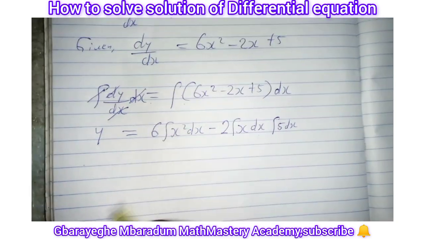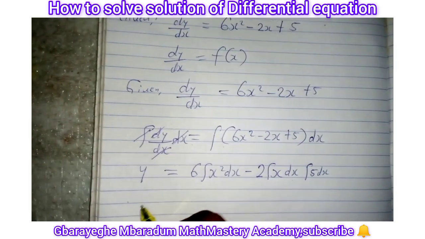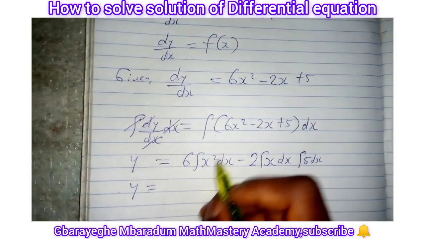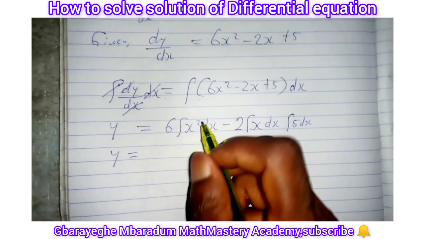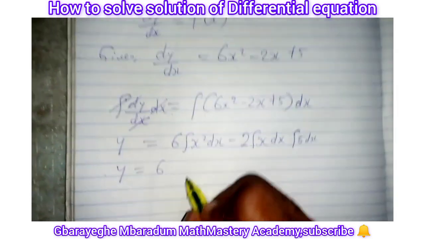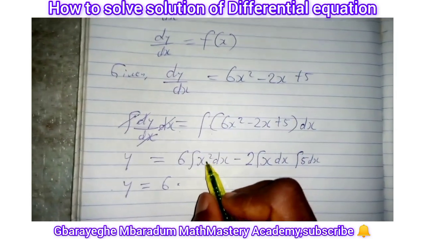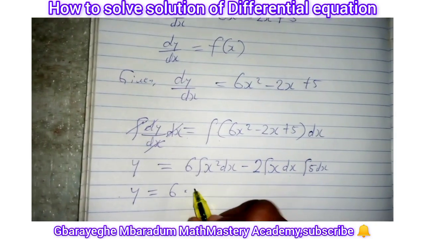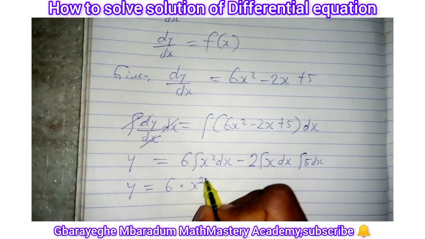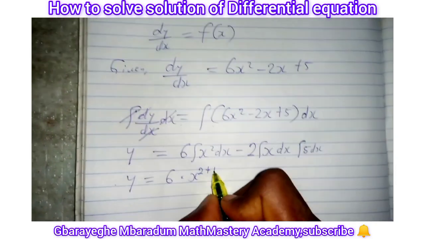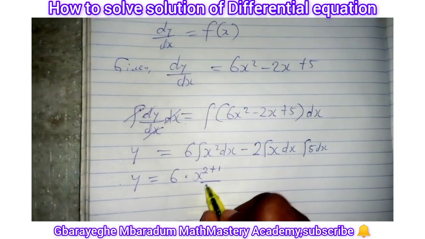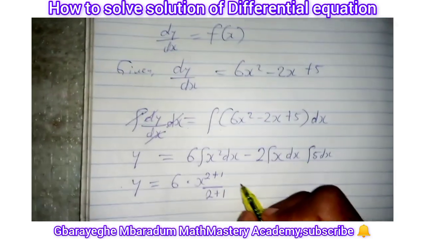Now what I'm going to do next is, as we put this integration sign, we know that we have 6 outside, times, if you integrate x squared, that means we are adding 1 to the power, which is 2. When you add 1 to 2, that is equal to 2 plus 1. Then you also bring that 2 plus 1 to the denominator. Then we come to the second one.